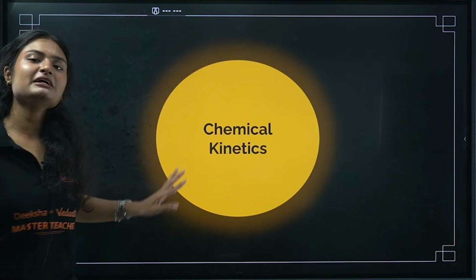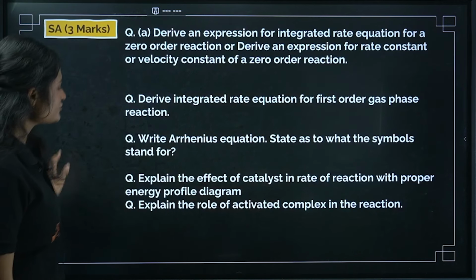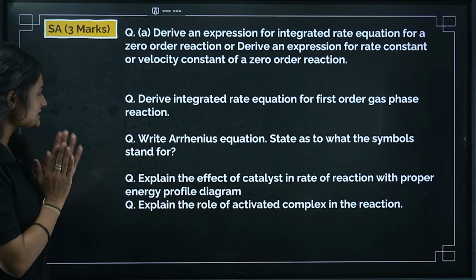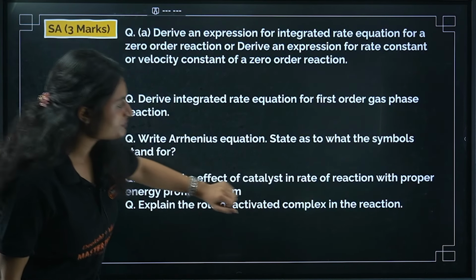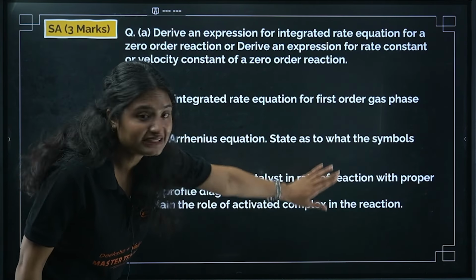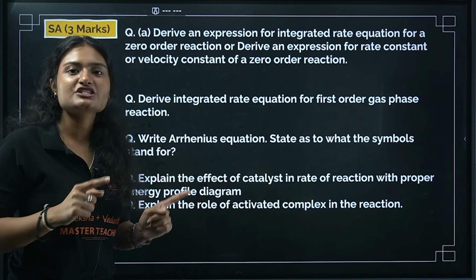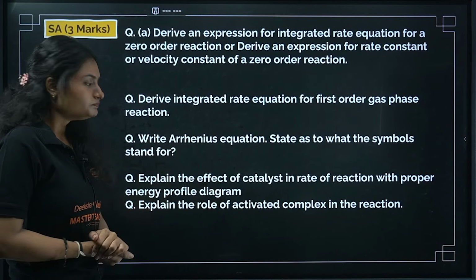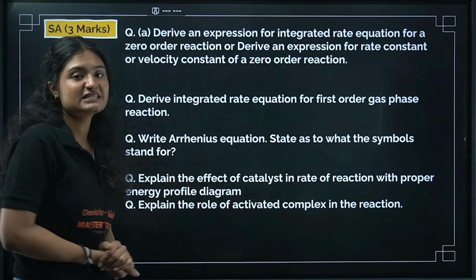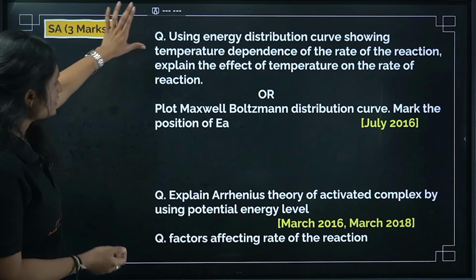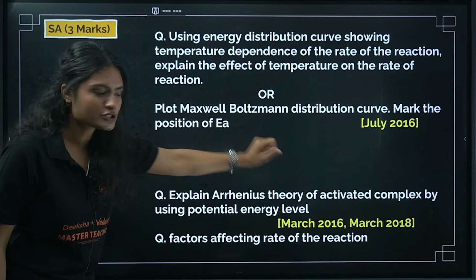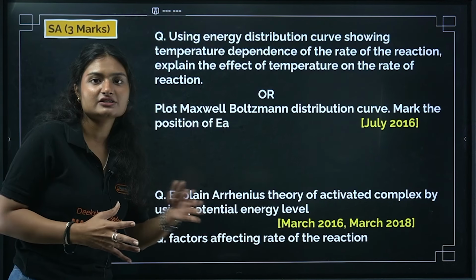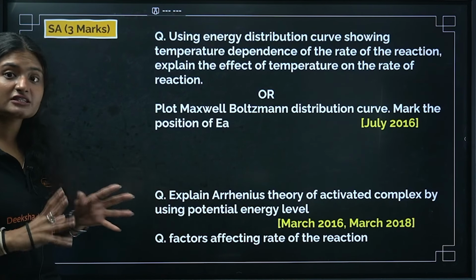Now from the chapter Chemical Kinetics, these are the important questions. We have the Arrhenius equation and what the symbols stand for. So you just take a screenshot, my dear students. Explain the effect of a catalyst on the rate of reaction with a proper energy profile diagram. That energy diagram, the reaction coordinate versus energy diagram, is very important. Explain the role of the activated complex in the reaction. Then you have the Maxwell-Boltzmann distribution curve. Then you have the Arrhenius theory. Explain the Arrhenius theory and the factors affecting the rate of reaction. What are some factors that affect the rate of a reaction?